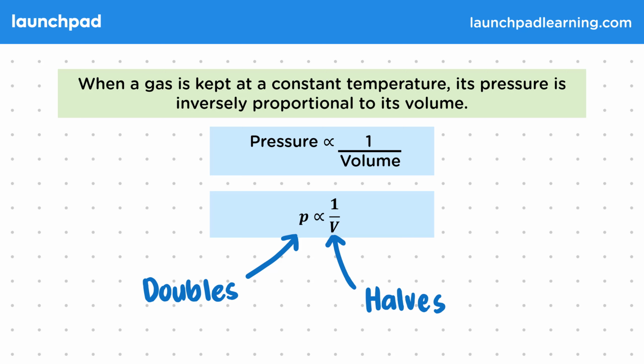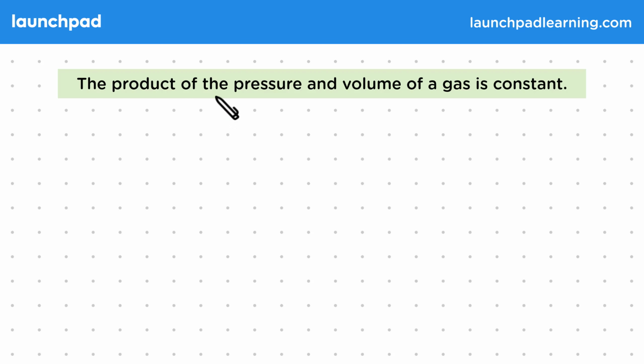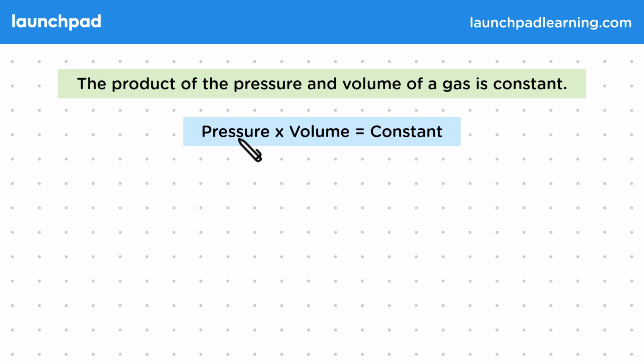Let's have a look at a way we can rewrite this equation to make it more useful for solving problems. The product of the pressure and volume of a gas is constant. This is another way of defining inverse proportionality. So the pressure multiplied by the volume is equal to a constant, and in symbol form, that is P times V is equal to a constant.